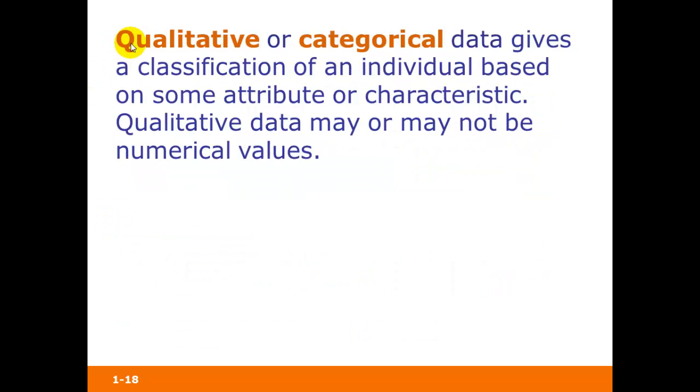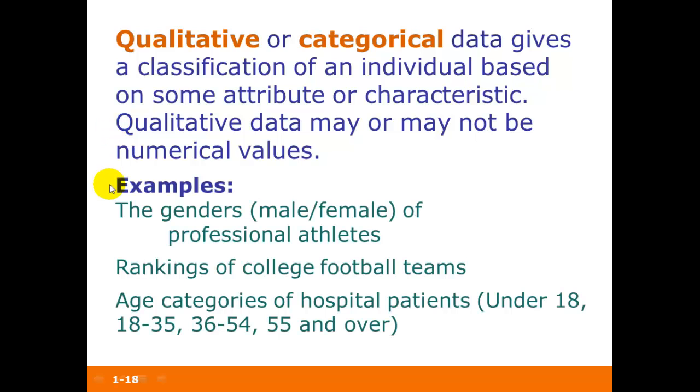The other type of data is qualitative, or sometimes we call this categorical. This gives us a classification of an individual based on some characteristic. In other words, it puts the data into categories. So qualitative data may be in numerical form or it may not. Some examples of qualitative data would be the genders of professional athletes. So we can separate that into two categories, male or female.